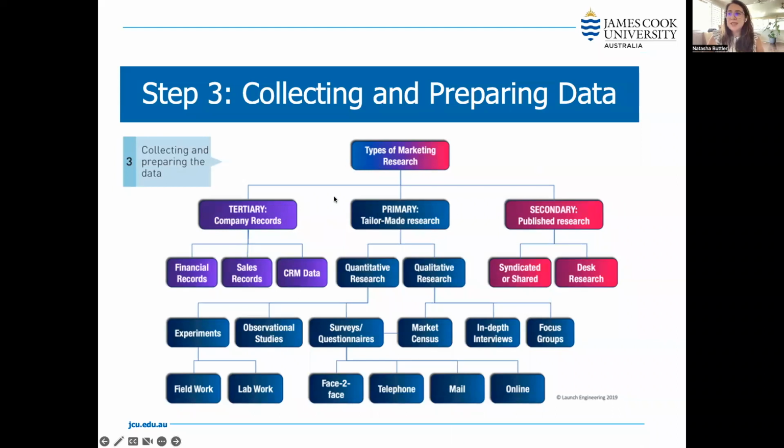we can look at. We have tertiary data that we can collect, and that's where we're looking at internally. So financial records from our organisation, sales records, maybe our customer relationship management system there. So this is all company records. We could also undertake primary research, and primary research is tailor-made and specific to our needs or purposes.